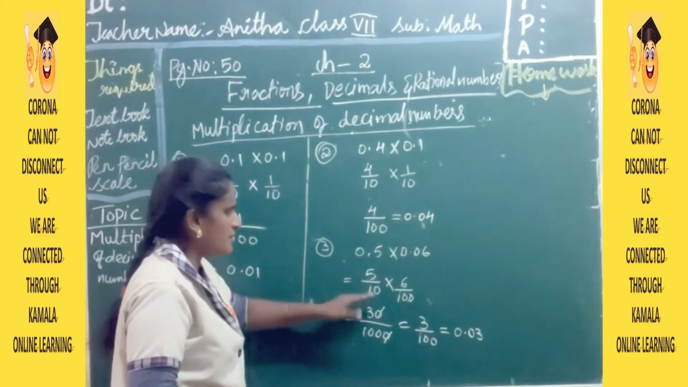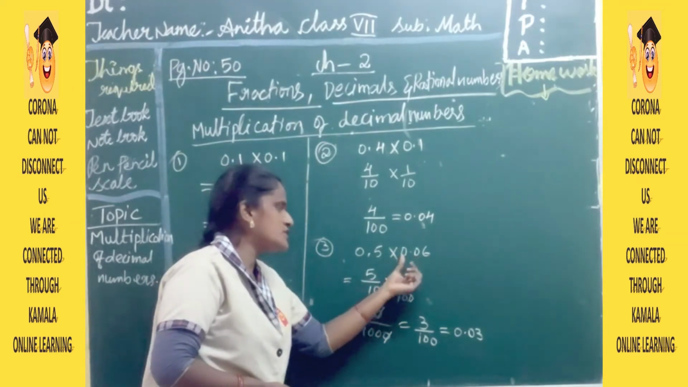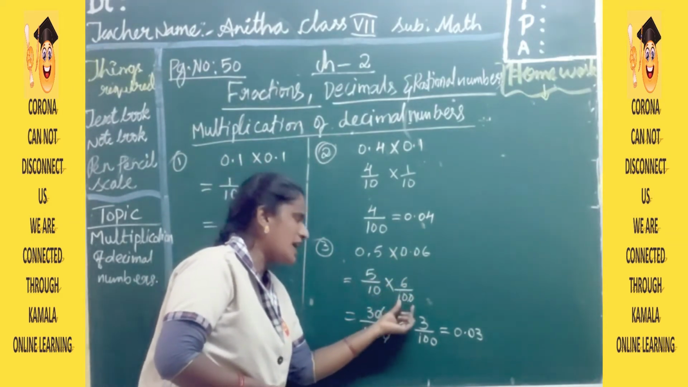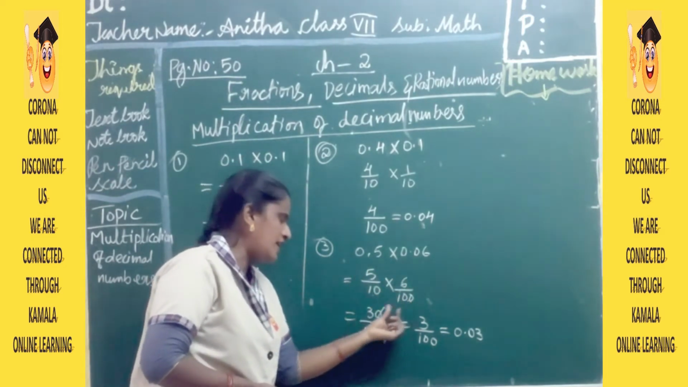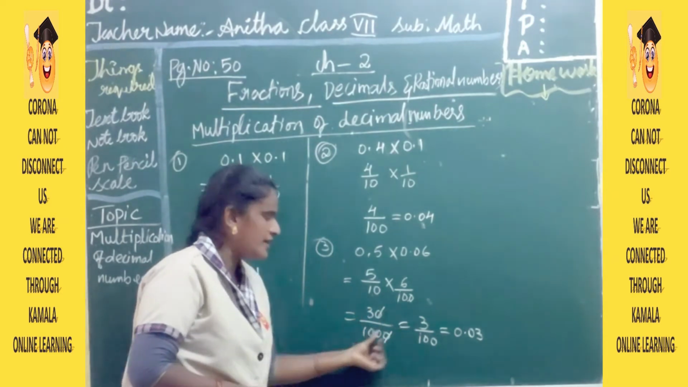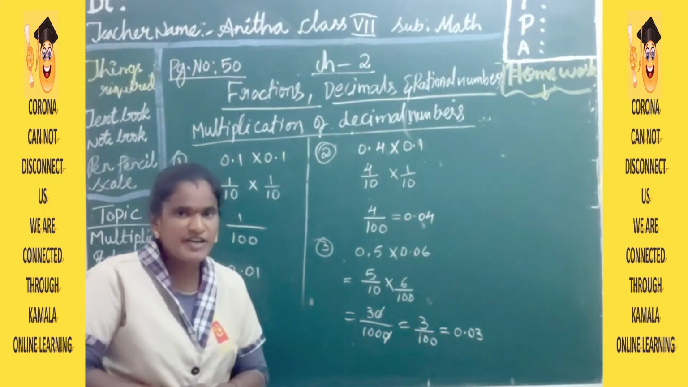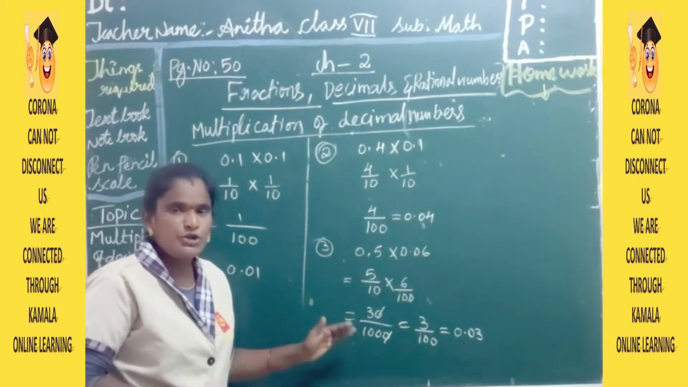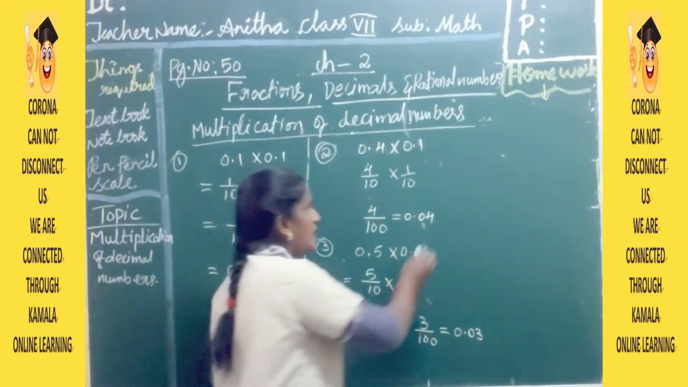Simple. 0.5 can be written as 5 by 10 into 0.06 can be written as 6 by 100. 5 sixes are 30 and 10 into 100 is 1000. 0, 0 gets cancelled. 3 by 100 can be written as 0.03. Clear, children? Everyone understood how to multiply decimal numbers? Understood? I will tell you one more example.